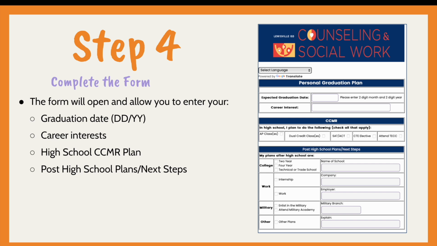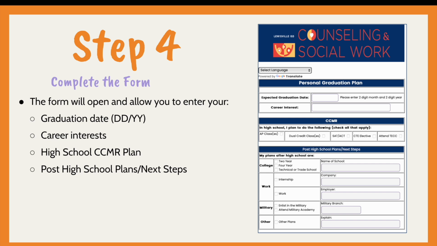Step 4, you are going to complete the form. The form will open and it will allow you to enter your graduation date, your career interests, your high school, college, career, and military readiness plan, and your post-high school plans and next steps. So the expected graduation date for our current 9th graders is going to be May of 2028.